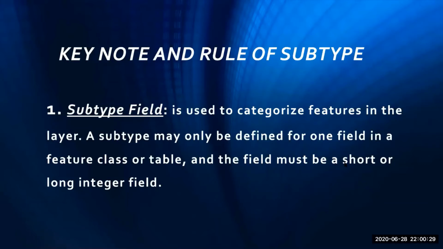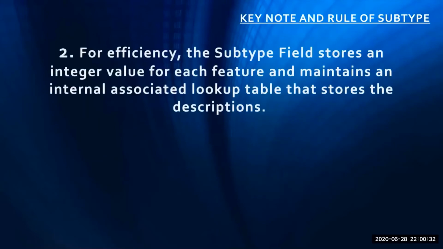Another thing is that for efficiency, the subtype field stores an integer value. Like you see in my block under my status, I only store 10 and 10 to have two subtypes. And it maintains an internal associated lookup table. So we create a lookup table that it will be maintaining.